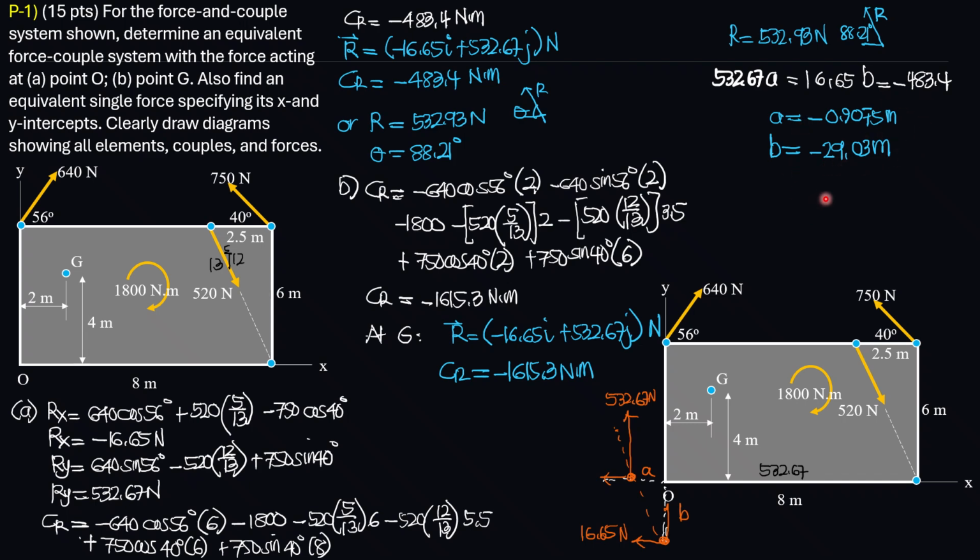So the other way is you say the resultant intersects the x-axis at 0.9075 meters left of O, and it intersects the y-axis at 29.03 meters below point O. So you may state the x-intercept and y-intercept that way.